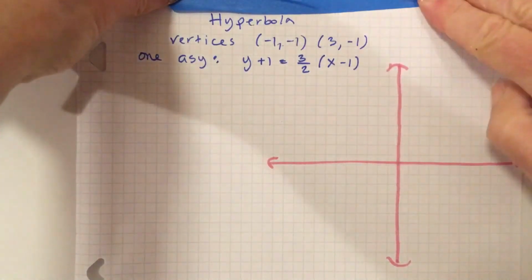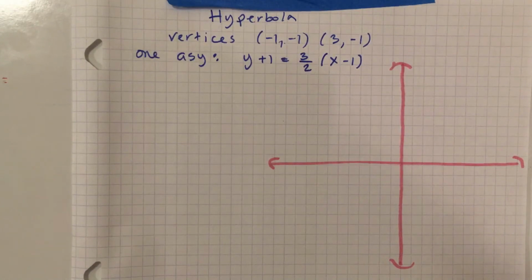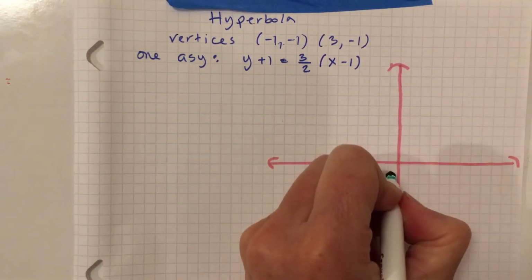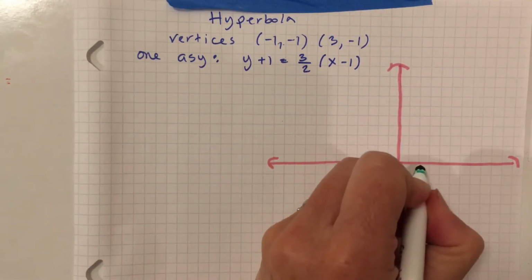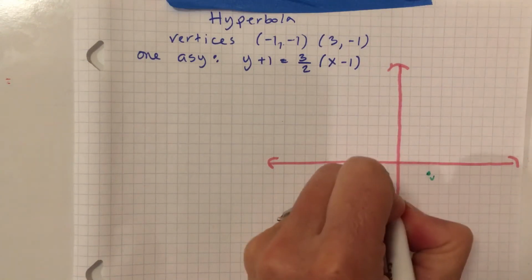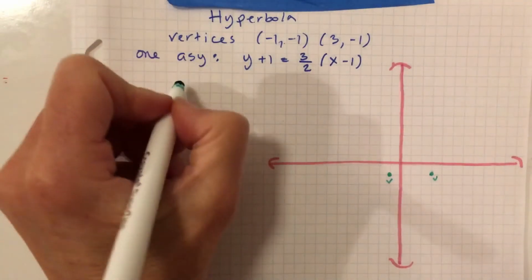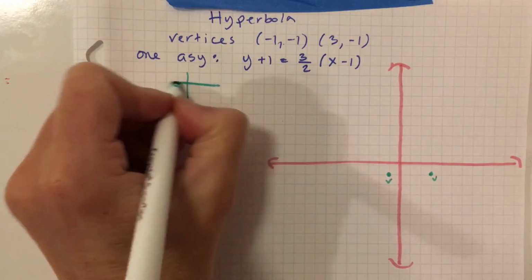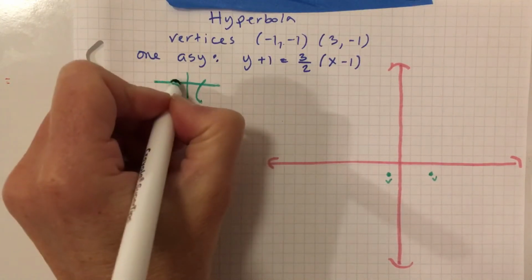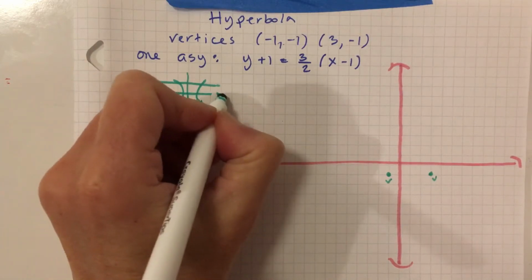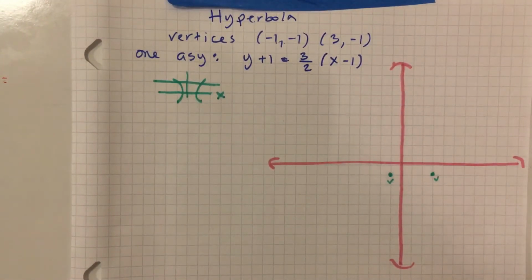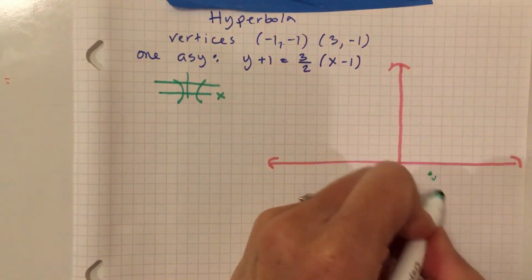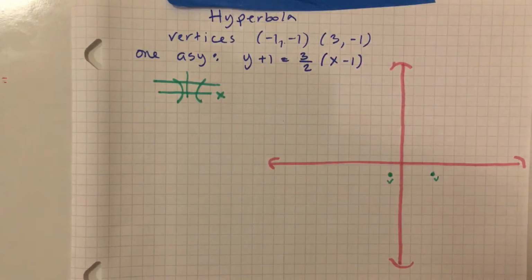Okay, so in this example, I'm giving you the vertices and an asymptote. So let's plot the things that I know. I know the vertices are (-1, -1) and (3, -1). Already what I know is that my hyperbola opens this way, parallel to the x-axis, so I know that the x is positive and the x is first, because the hyperbola is going to go like this, and it's going to go like this. That's what the vertices mean.